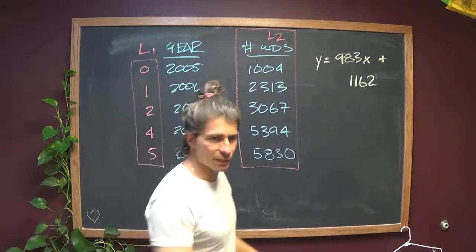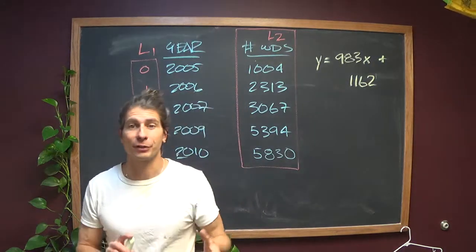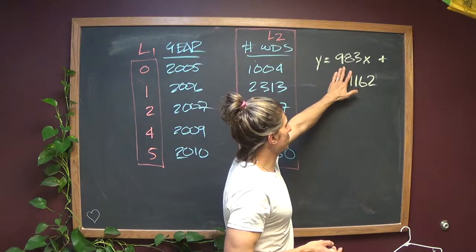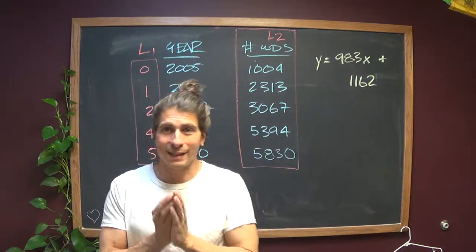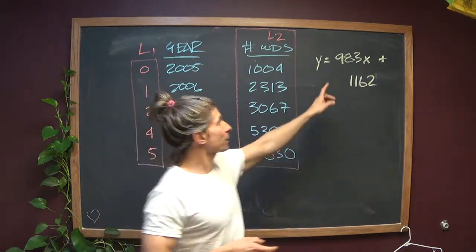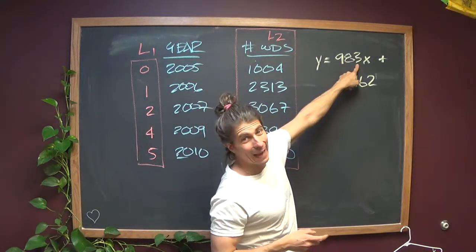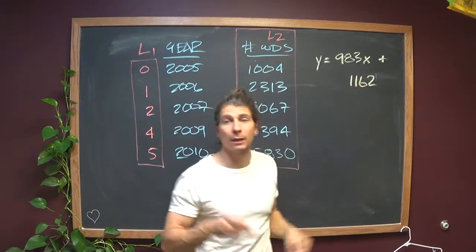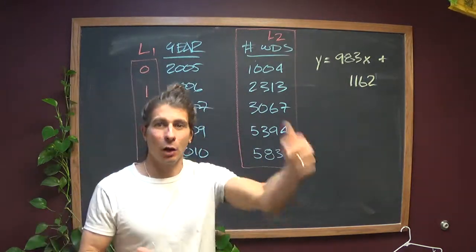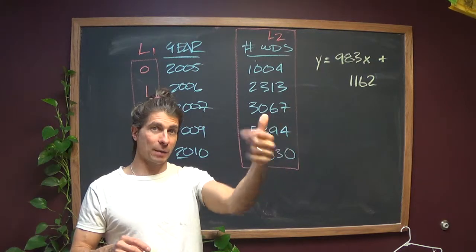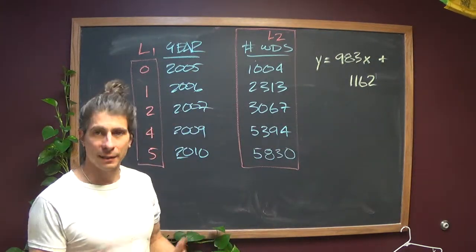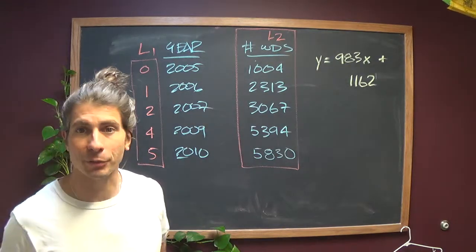Interpret the slope in the model. This is the first question you have to do for points. It's all about this 983 right here. What does that tell you? Well, that gives you the rate of change in the line. So on average, Facebook is adding 983 words to its privacy policy every year. That's all I'm looking for.